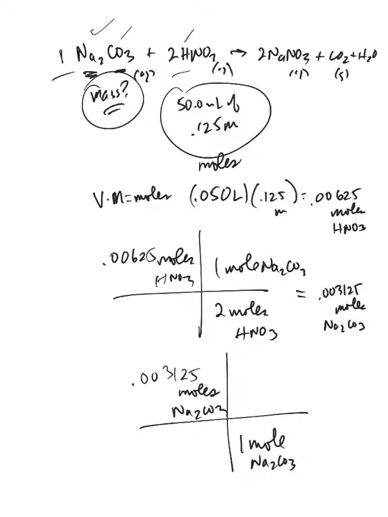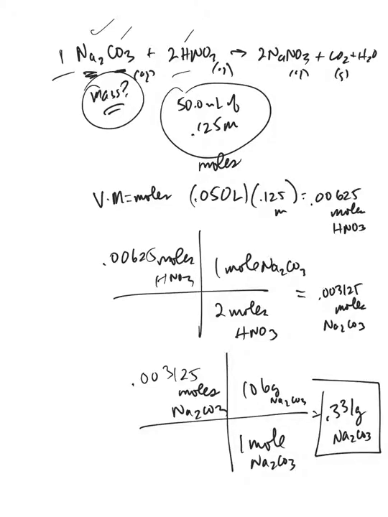And let's see, 2 times 20. This is definitely going to be rough, but I got about 106. And so that number times 0.003125 gives me 0.331 grams Na2CO3.